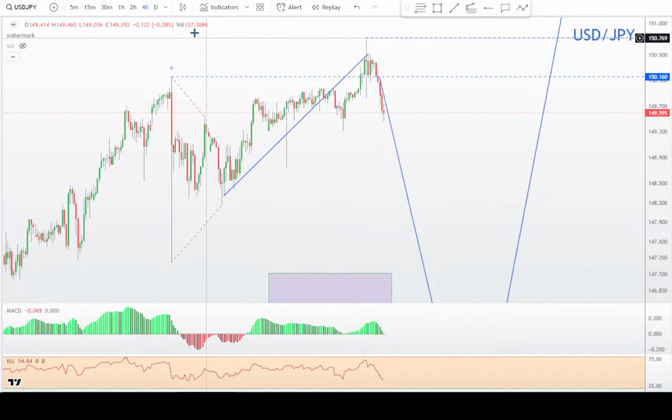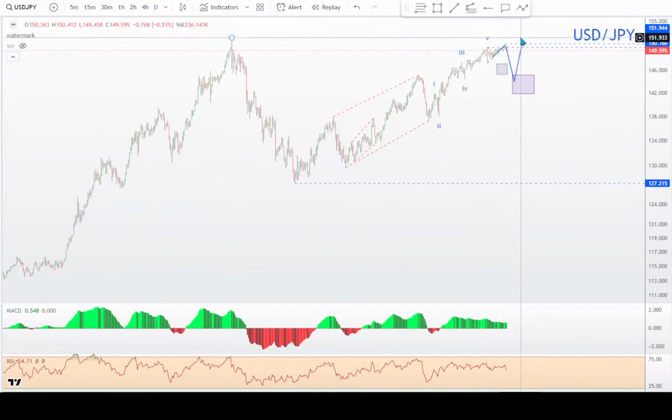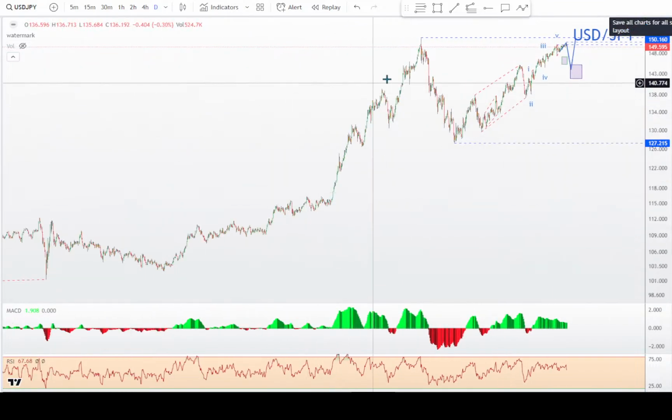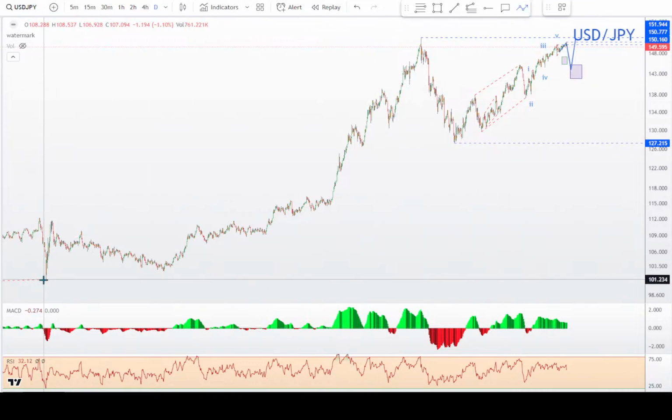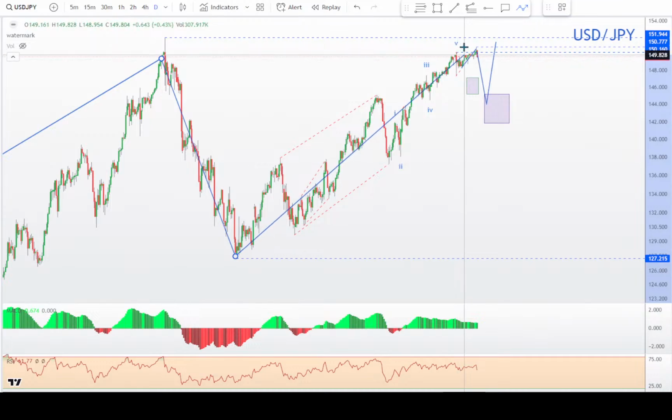But going out to the bigger picture, because they're just so close to the top. Like I said in my last video, I think they're going to make a running flat here. So after this big move up, I think that was just A, and now they're in the B wave, and it's going to be a running flat. So I think somewhere up here is going to be the fifth wave.